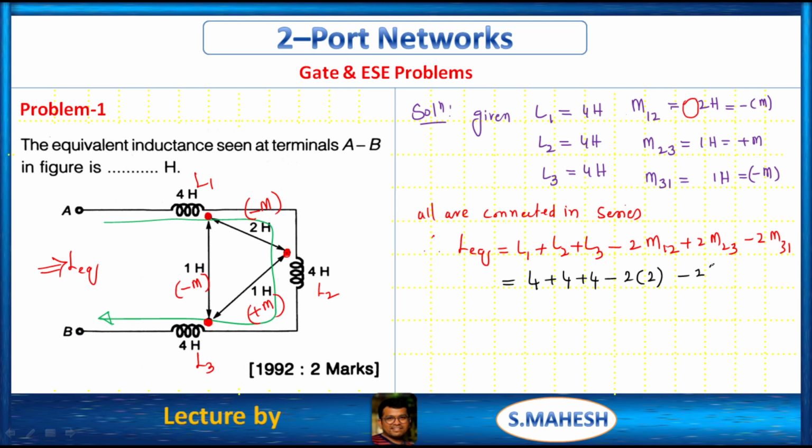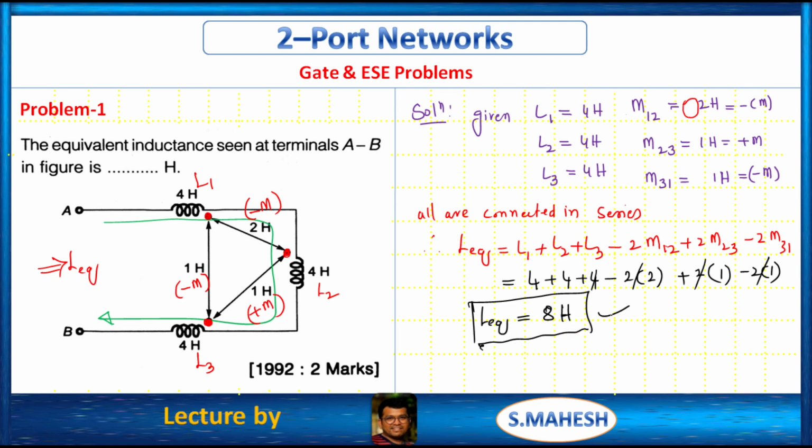Okay, 2 into M23 is 1, so M23 is positive. Minus 2 into this is 1. This one gets cancelled. Finally, what is the equivalent inductance? That is 8 Henry.